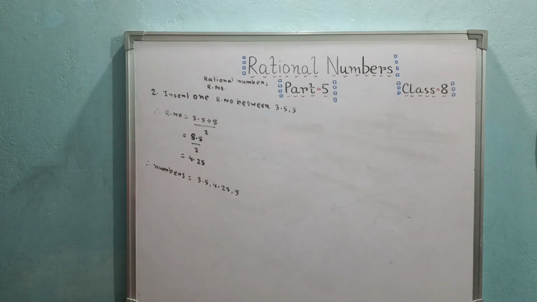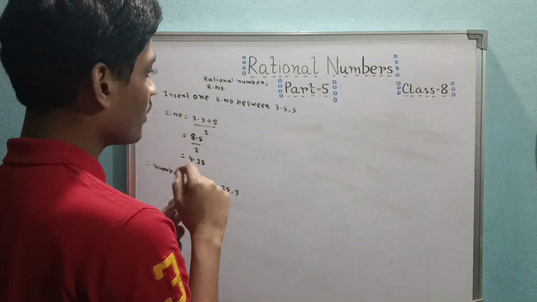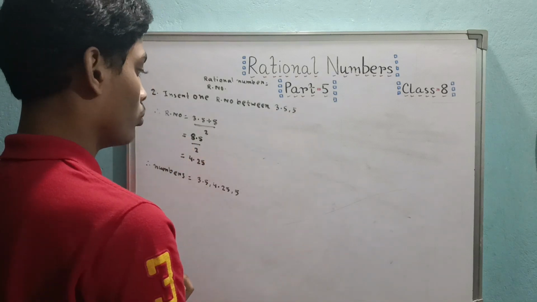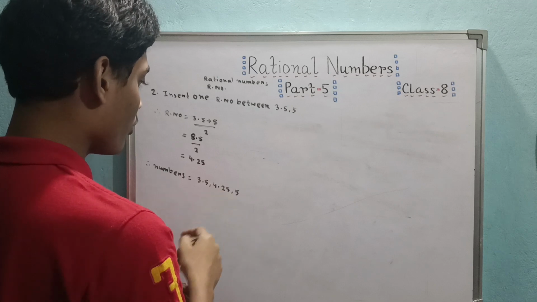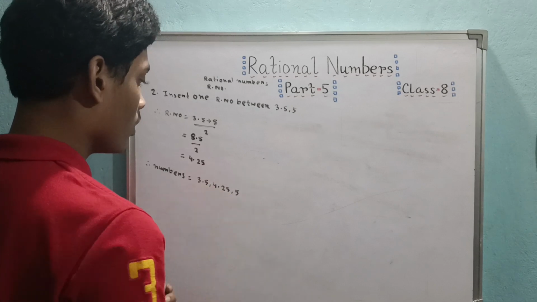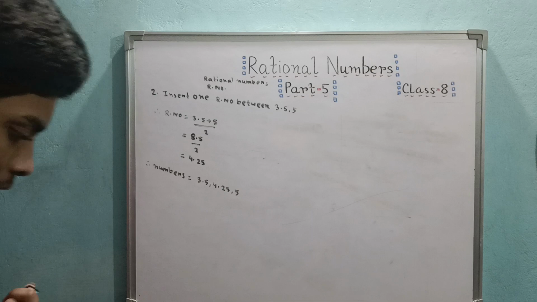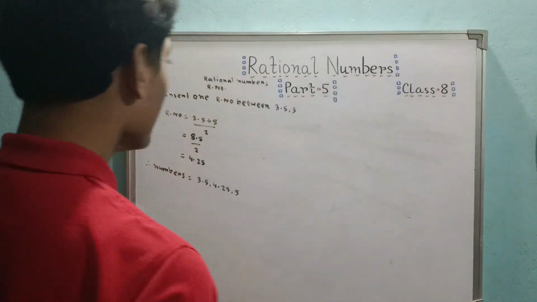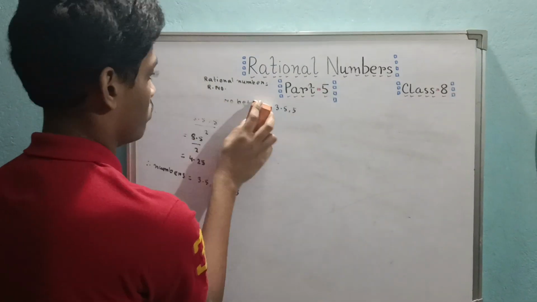Okay, easy. It's like doing the arithmetic mean. When you are told to insert one rational number between two numbers, that rational number to be inserted equals the sum of the numbers by 2. And you get the answer. See, 4.25 is the number now between these two. Okay, very easy stuff. Let's see the next one. Slowly the difficulty will keep increasing.